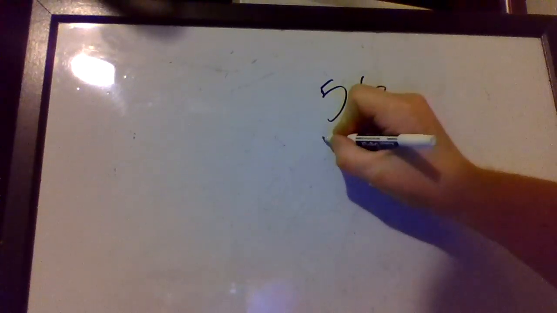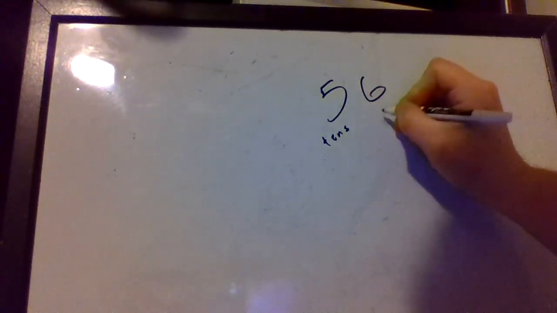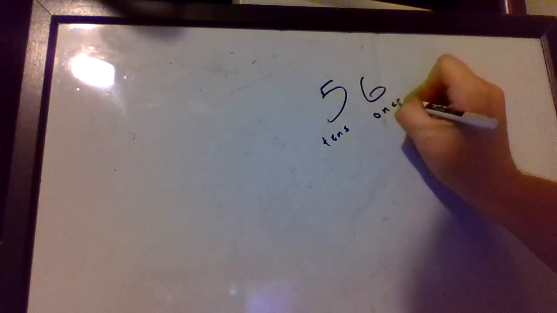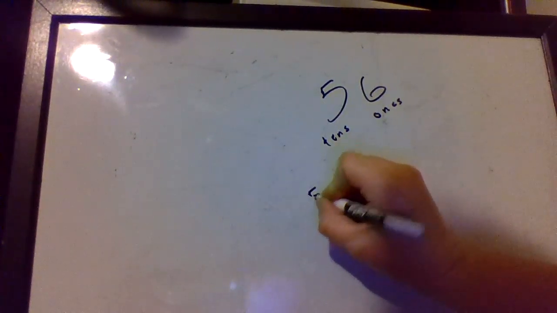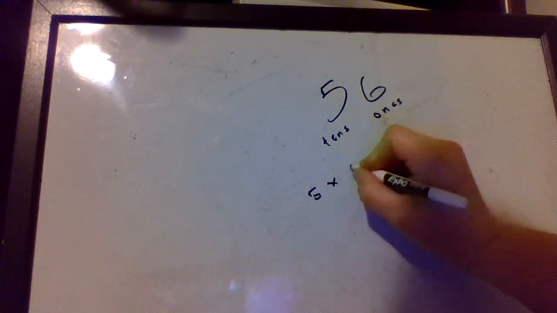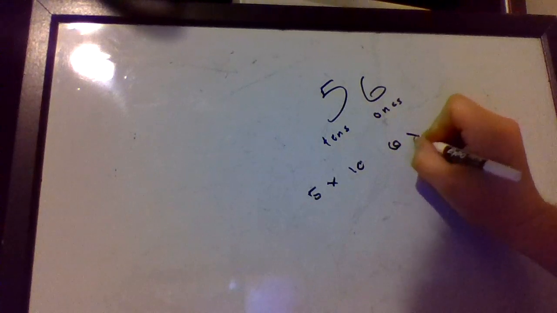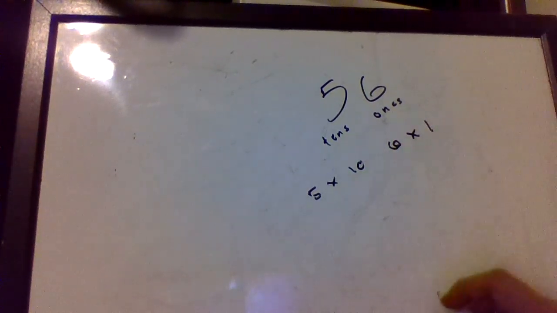So the 5 is in what place? Right, the tens place. 5 is in the tens. And 6 is in what place? Right, the ones. So that means we have 5 groups of 10 and 6 groups of 1.